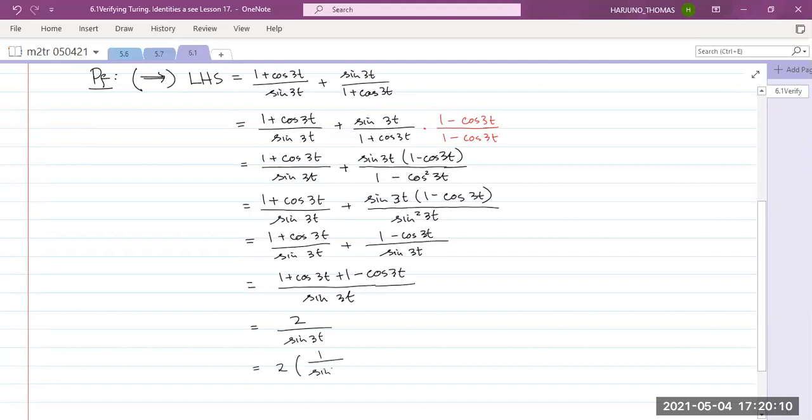I think the last step that I show you here, you can skip. You can just go ahead to say that this is actually 2 cosecant 3t. If you want to skip this one here and just say right away, this is 2 times cosecant 3t, that's actually reasonable. But from here to here, that's not reasonable. Jumping right away from here to here, no, that's not reasonable.